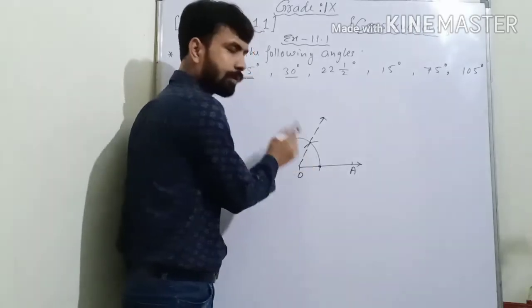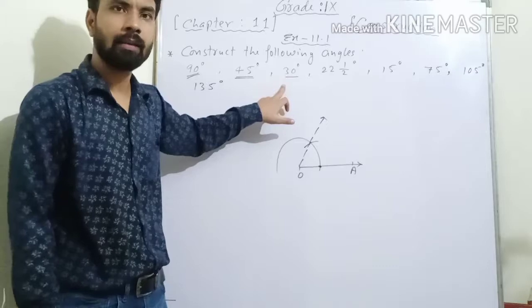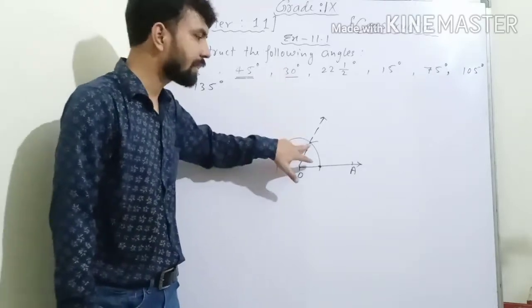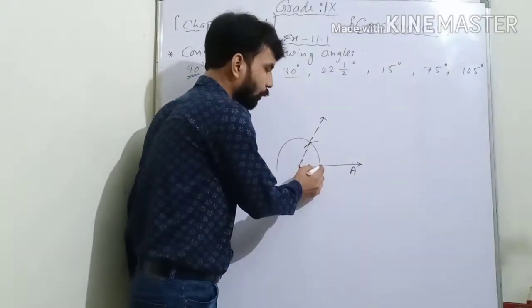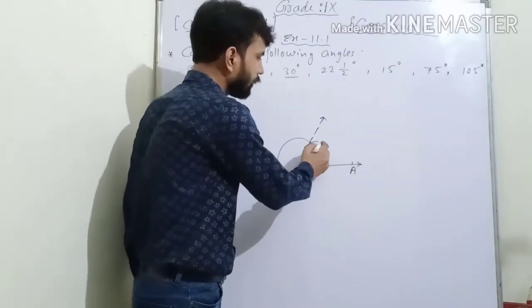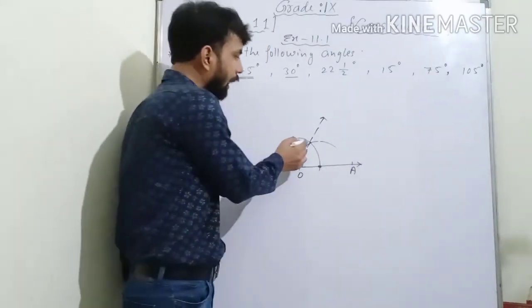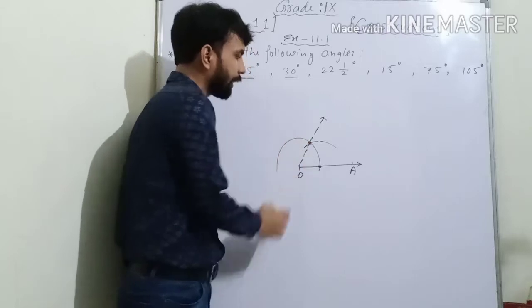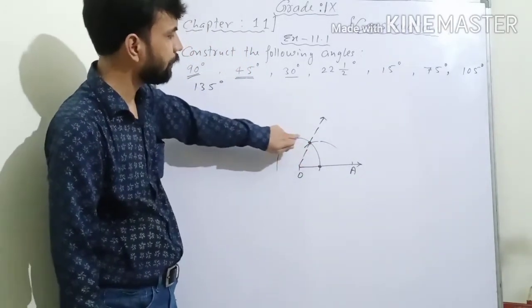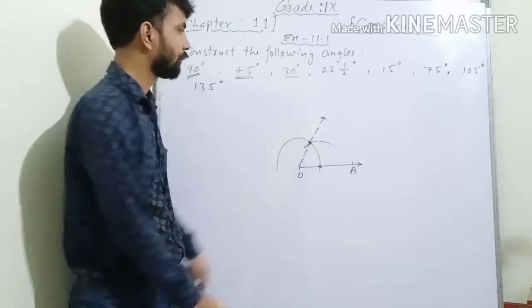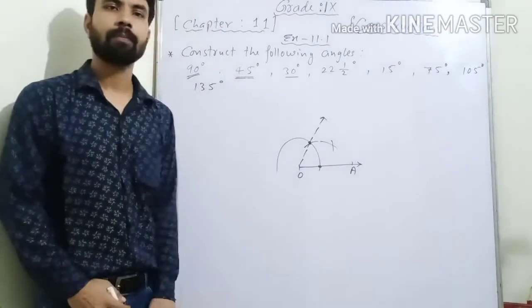So this angle is 60 degrees, but we want a 30-degree angle. So what can we do? We will bisect this angle. So again we have to put our compass on this point and construct an arc like this. Now we will put our compass at this point where the second ray of the 60-degree angle and the semicircle intersect each other. We will put our compass here and construct an arc like this.